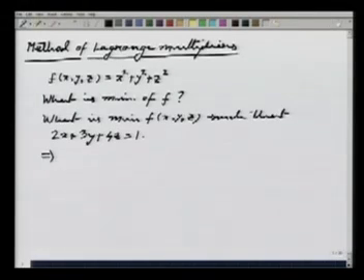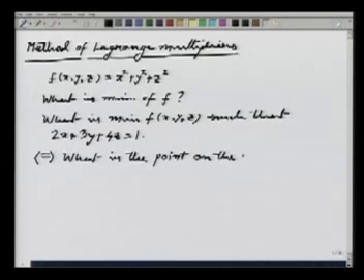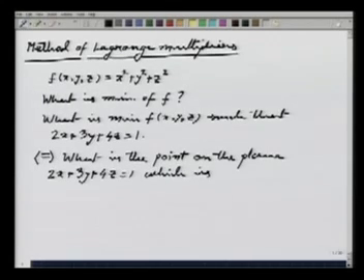That is, you want to find extremum of a function subject to the condition that x, y, z is on some surface. In this case, my surface is a plane. So geometrically speaking, what I am asking is that this is same as asking that what is the point on the plane 2x plus 3y plus 4z equal to 1, which is closest to the origin.